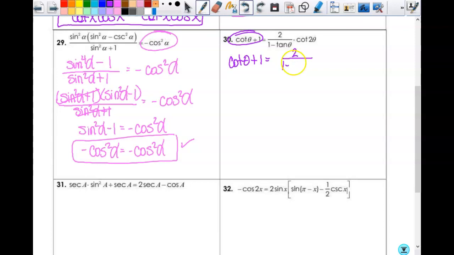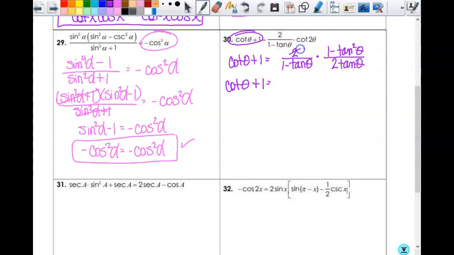1 minus tangent theta times, okay, so then I have a cotangent of 2 theta. I don't have a double angle for cotangent, but I do have one for tangent, so I can just use the reciprocal of that. The reciprocal would be 1 minus tangent squared theta over 2 tangent theta. Okay, so then rewrite my left-hand side.